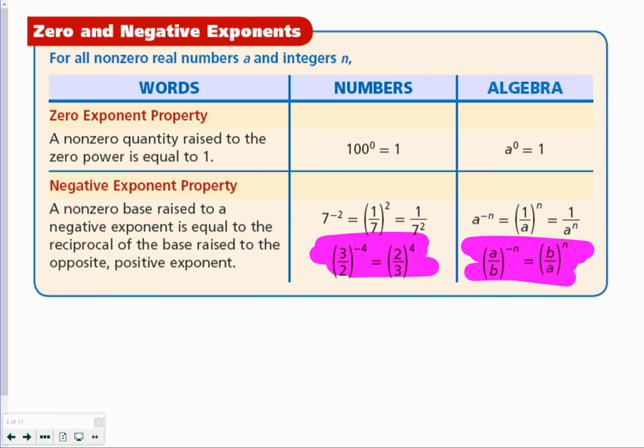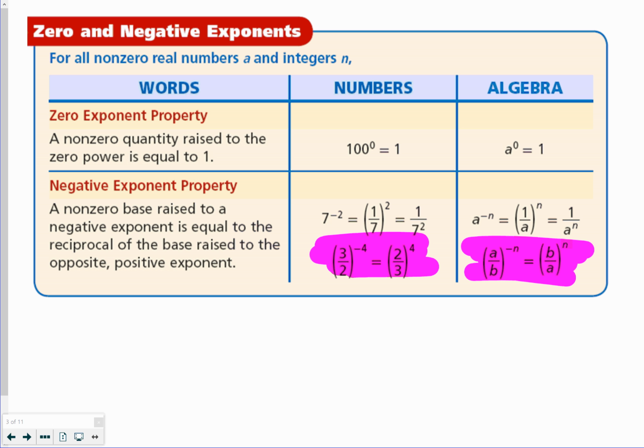You see how it's a fraction raised to a negative exponent? Fraction, negative exponent. How does it change when you see it on the other side? It's a reciprocal. And what happens to the exponent? Exactly. So most students don't know that one, and it will save you so much time when you're evaluating these.